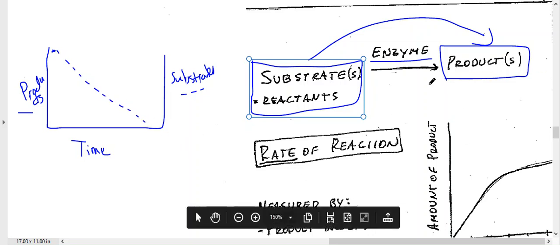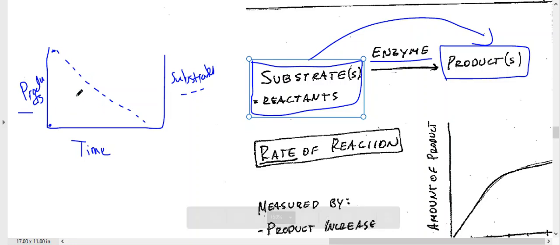The opposite is true for your products, right? You don't start with any products because you haven't done anything yet. So your products at time 0 is low, it's 0. But then as you convert substrates into products, you get more products as time goes on. So your products go up.